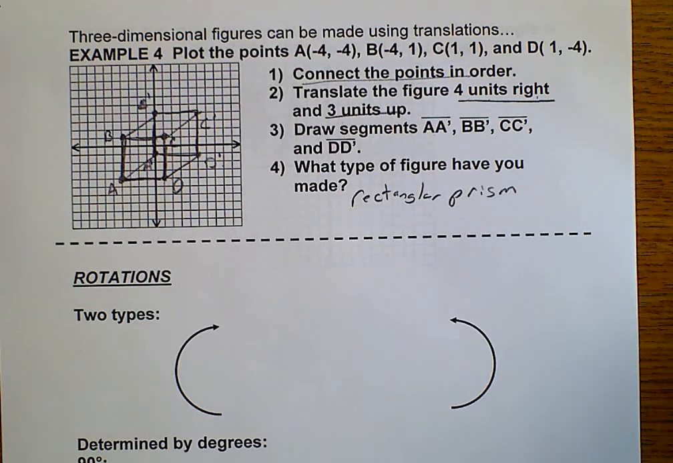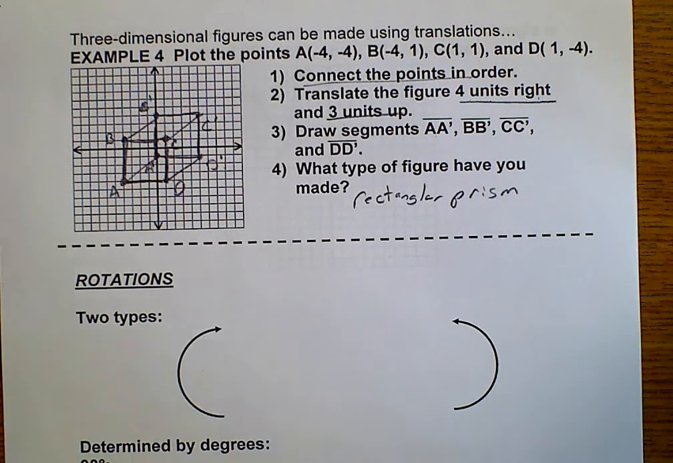So that's translations. We have followed instructions of the translation, we figured out what the translation was, and we can do it without the coordinate grid.